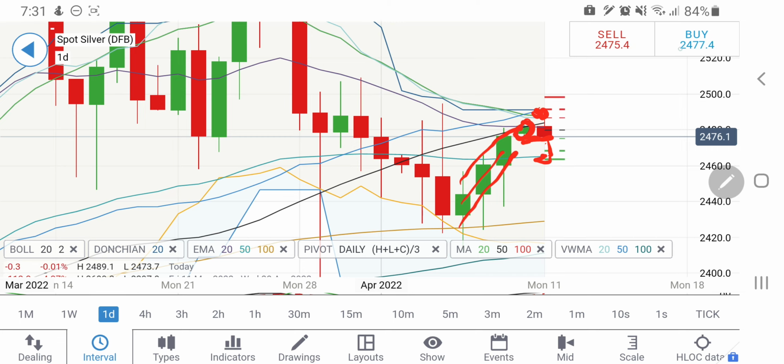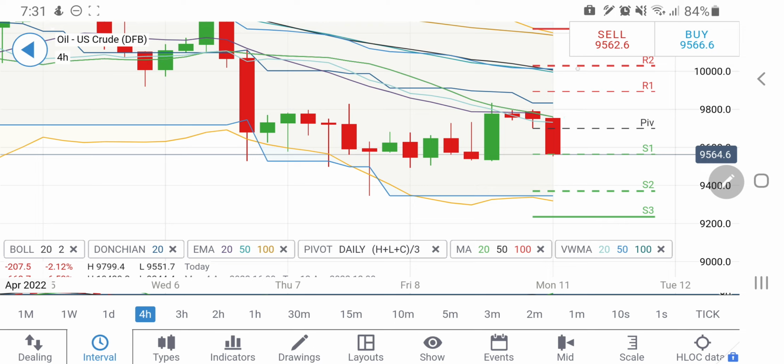Now let's have a look at crude oil. See, US crude is already trading with a sharp negative bias here, and it has already corrected 2%. Now it is coming to its strong support zone here at the $95 level. This is the strong support for US crude, and as long as it remains above $95, it may try to consolidate a bit between these levels.